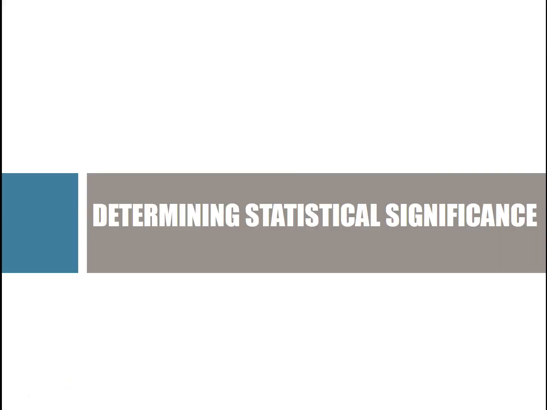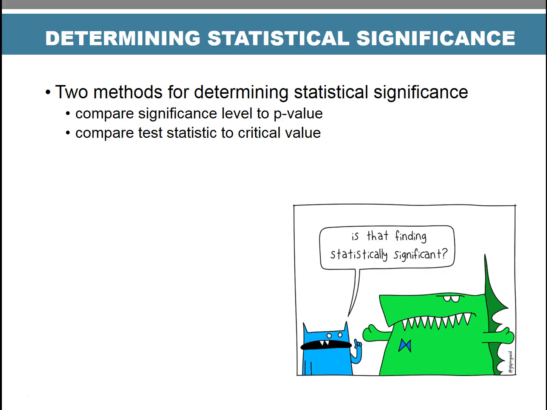So now let's talk about how we determine statistical significance. We have two methods that we can use to determine statistical significance. First, we can compare the significance level that we set to the p-value. Second, we can compare our test statistic to our critical value. Now you only need to do one of these for each given statistical test, but there are two different methods and you should know how to do both of them.